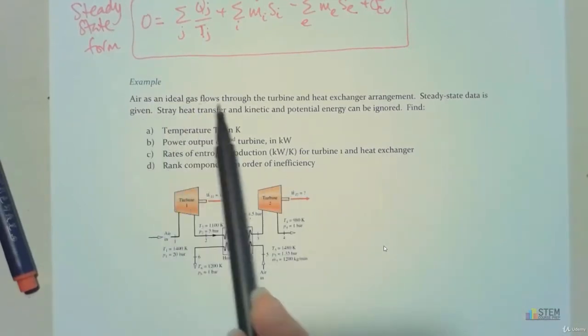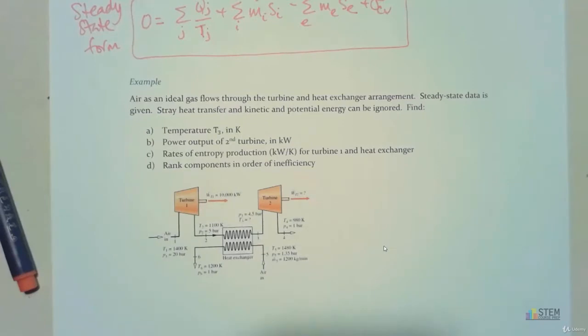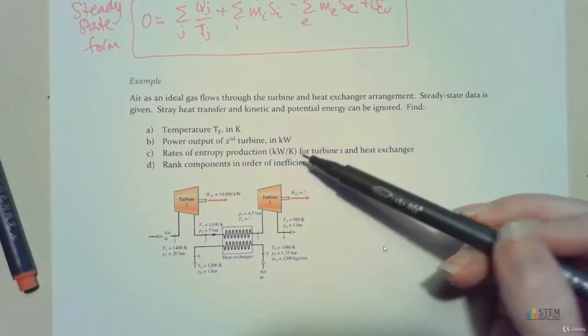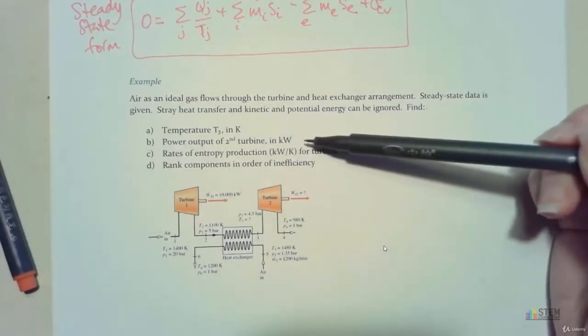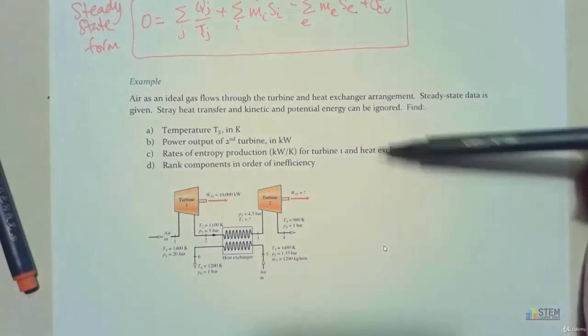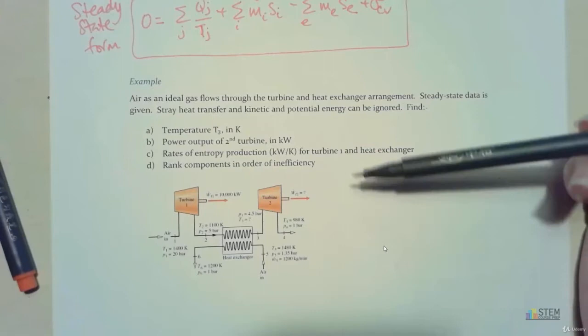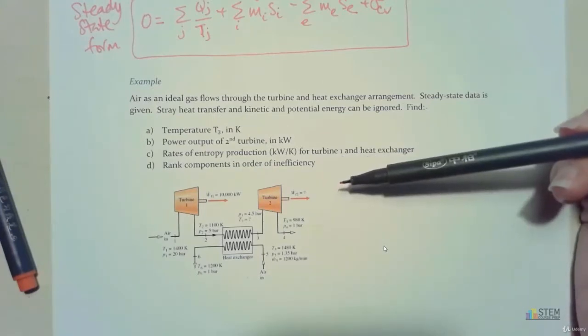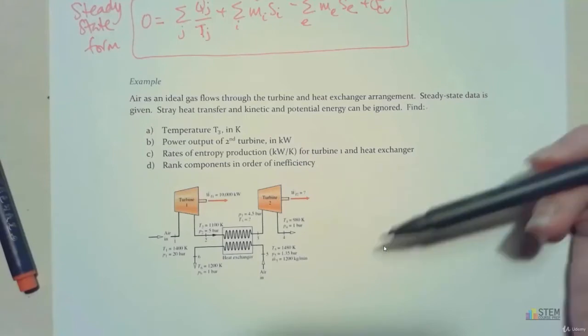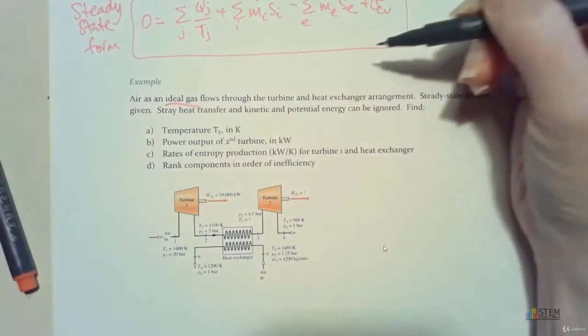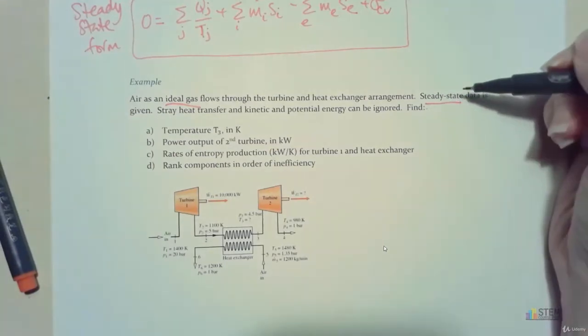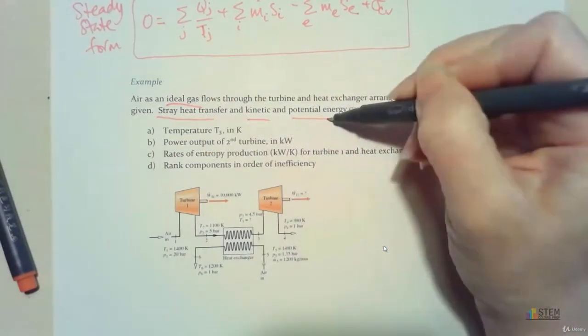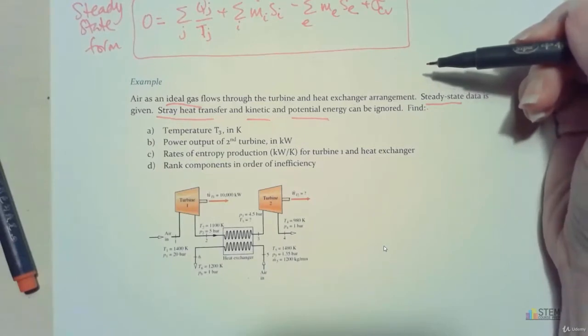We're going to have air as an ideal gas that's flowing through the turbine and heat exchanger arrangement. We've got steady state data that's given on the picture. We're going to ignore stray heat transfer and kinetic and potential energy. We need to find quite a few things. We want to find temperature T3, our power output of the second turbine, rates of entropy production at turbine 1 and heat exchanger, and then we want to rank our components in order of inefficiency. Now, key things we need to notice: ideal gas, we've got steady state data given, and we're going to ignore these three things. All right.